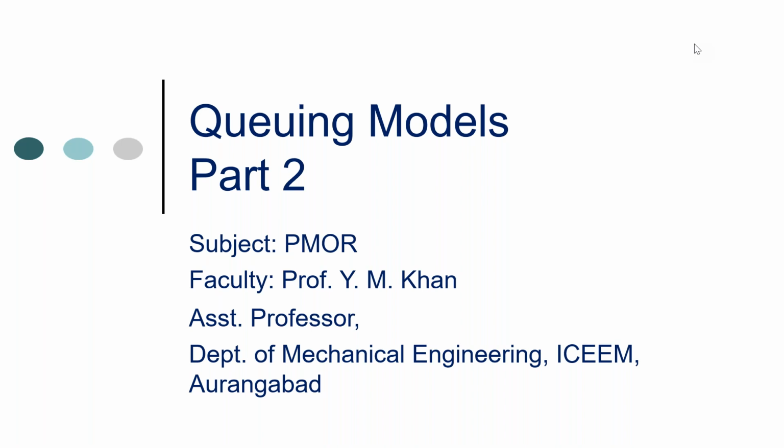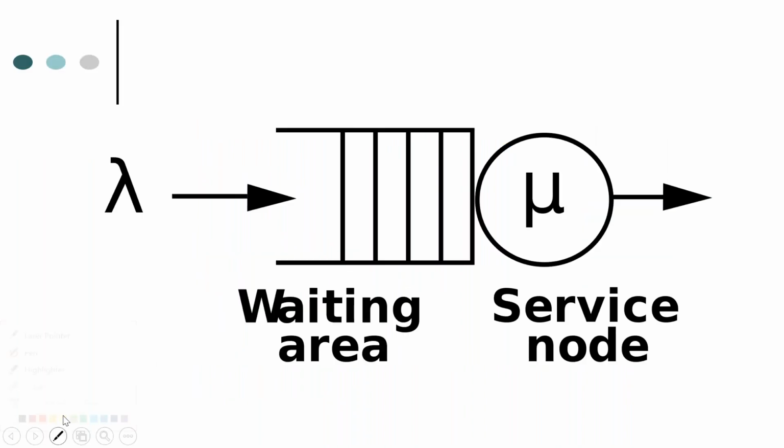Now in this second part, we are going to study the various characteristics of queuing system, the operating characteristics of a queuing system, the effect of waiting time and idle time on the costs, and the Kendall's notation for representing queuing models. Okay, now without wasting a lot of time, I'll move to the main content.